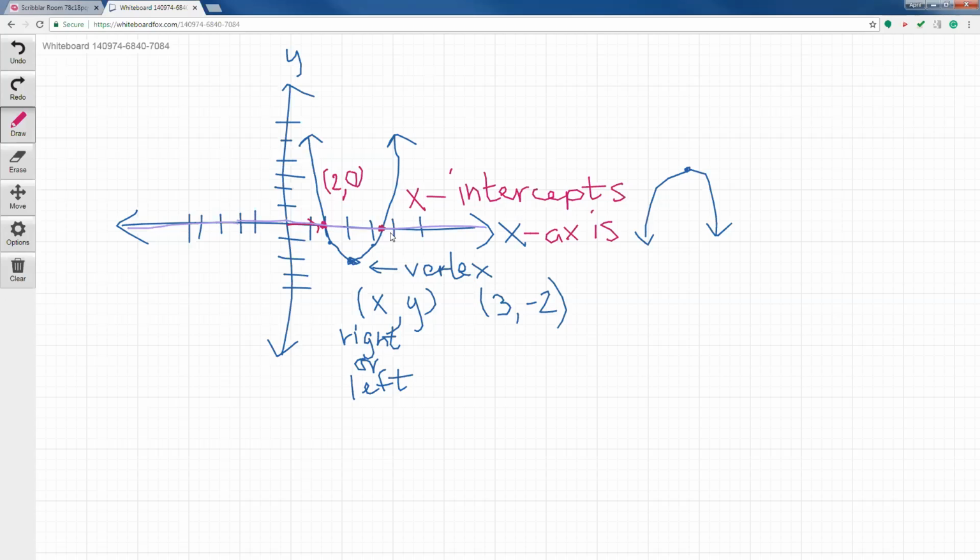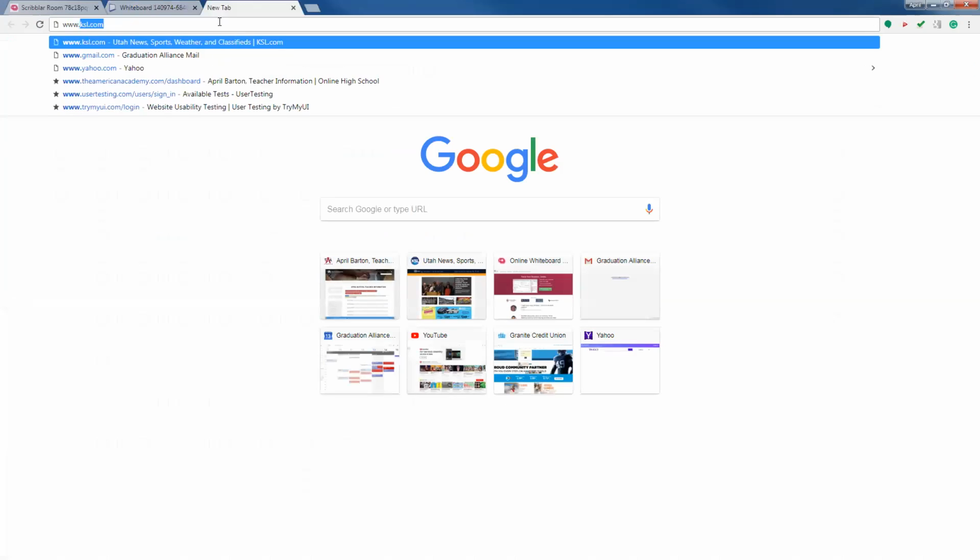So the first x-intercept is 2, 0. You'll notice this second one is kind of in between. When it's in between, if you've drawn it by hand, you just kind of have to guess. You can also use a graphing calculator.